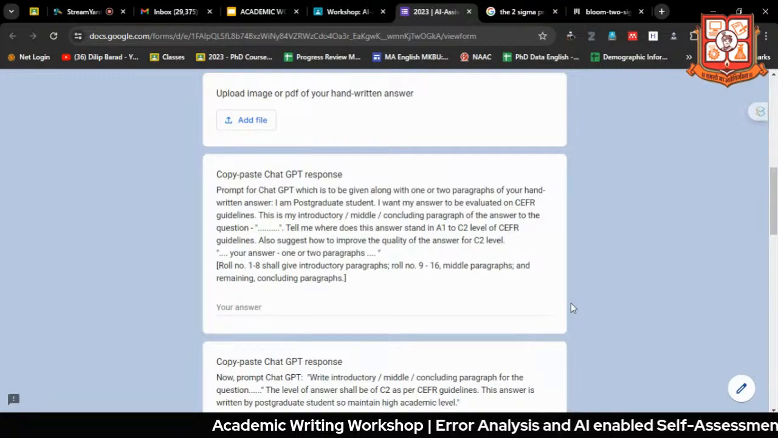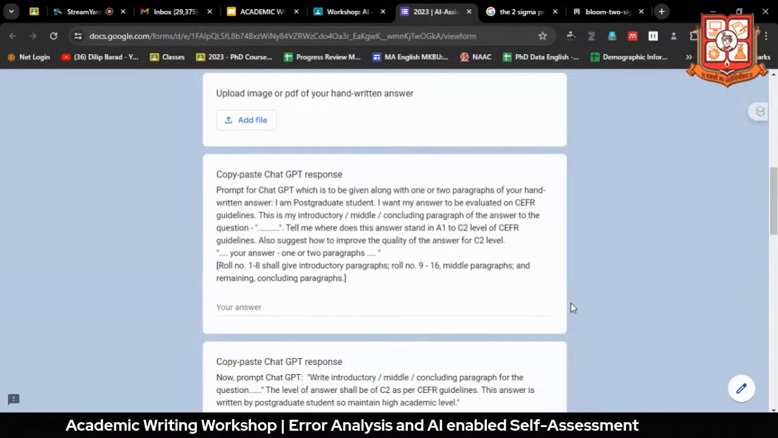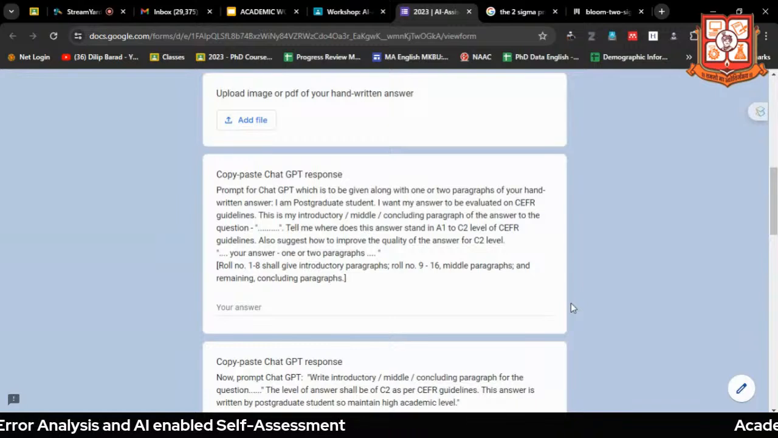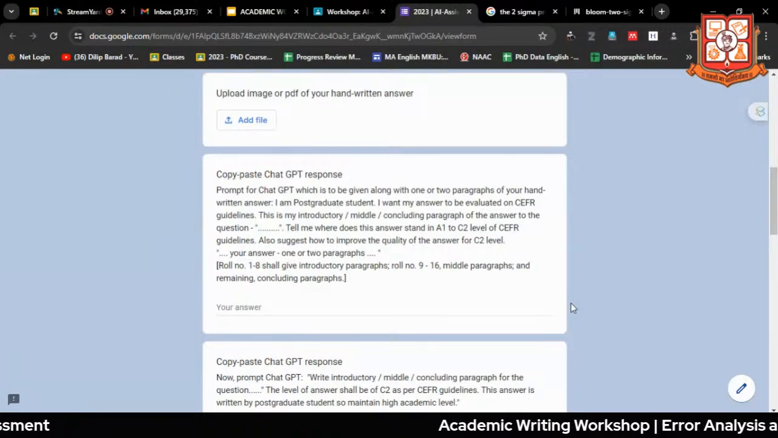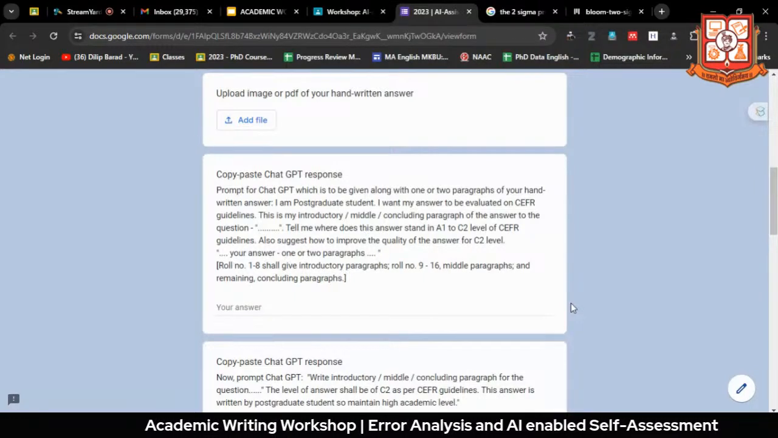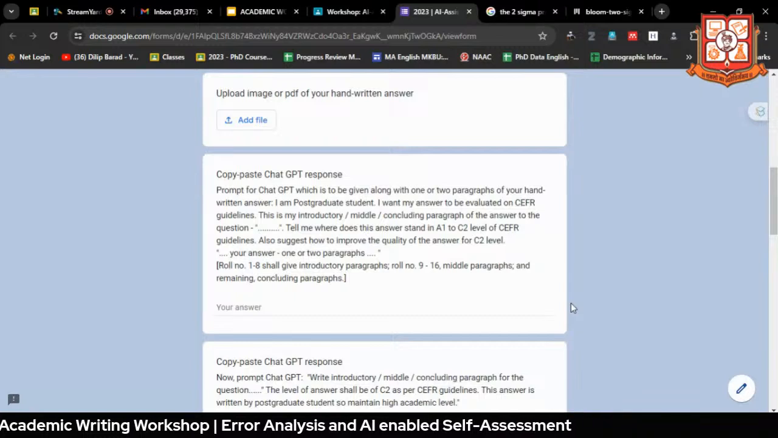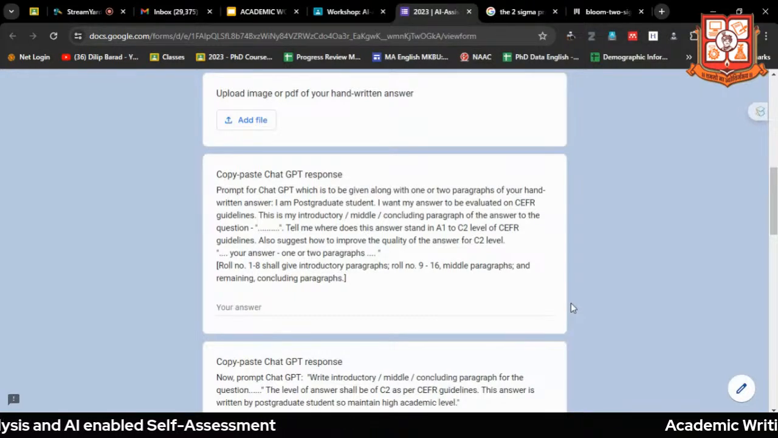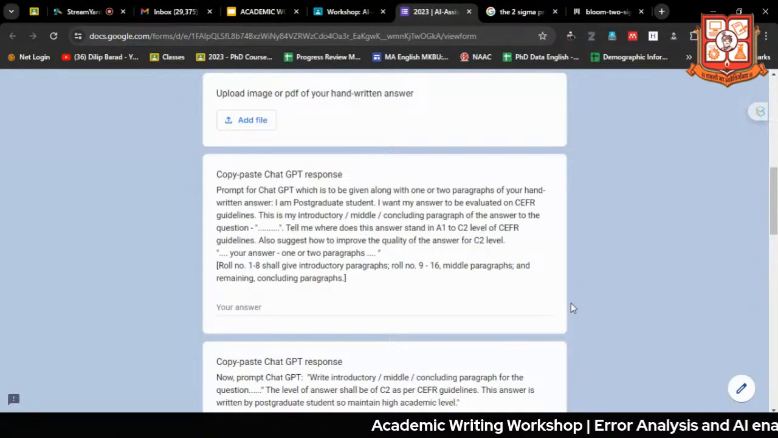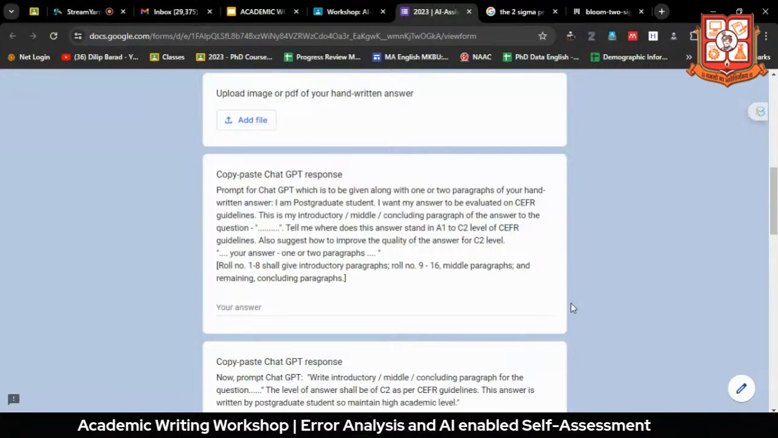Your answer, 1 or 2 paragraphs, you have to give there in double inverted commas. After that, you start typing your one or two paragraphs into this, and then you see the response. In case you get a half response, prompt again that, okay, this response you have given, if I want C2 level for this, what can be the better way to write? Again ask. If you're still not satisfied, ask again. 2-3 times keep on prompting in the same line to ChatGPT until you are satisfied that now this is a better answer.